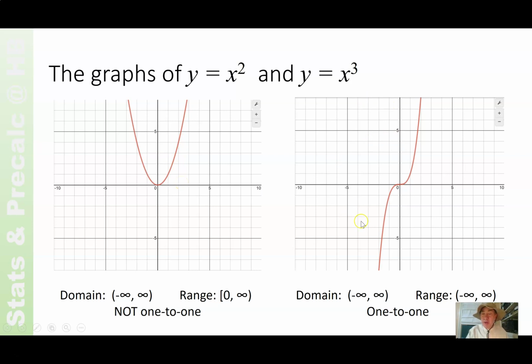On the other hand, y equals x cubed, the bent paperclip graph, the domain is all real numbers, the same as x squared, but the range is also all real numbers. This is a one-to-one function because every y value has exactly one x value corresponding with it.